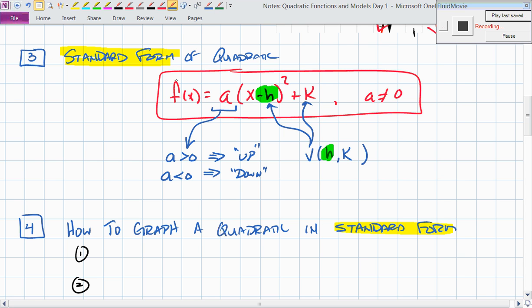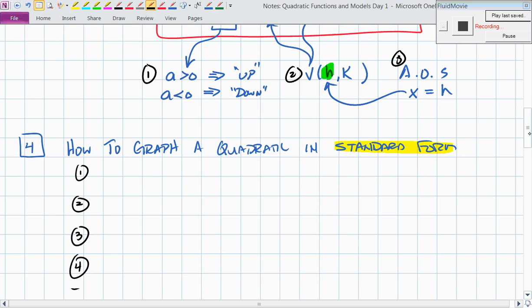And the third thing that this beautiful standard form tells us is the axis of symmetry. The axis of symmetry is always going to be the line x equals h. So it reverts right back to it. So we get all these three important things, 1, 2, and 3, from this beautiful form. So we like this form.